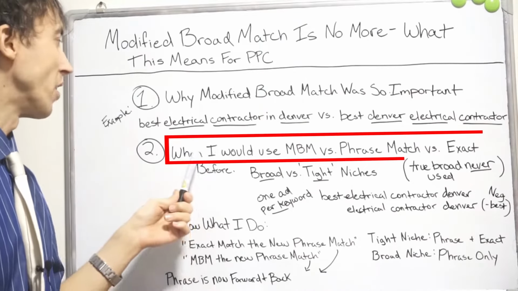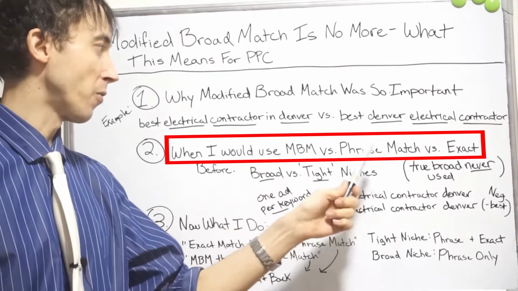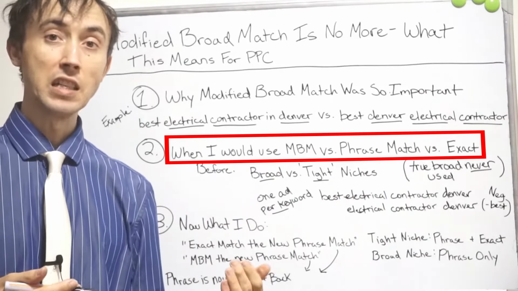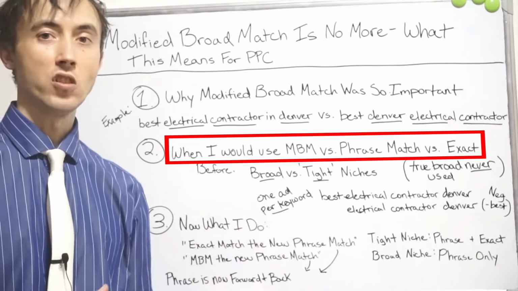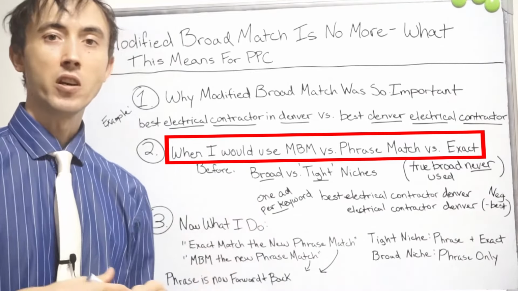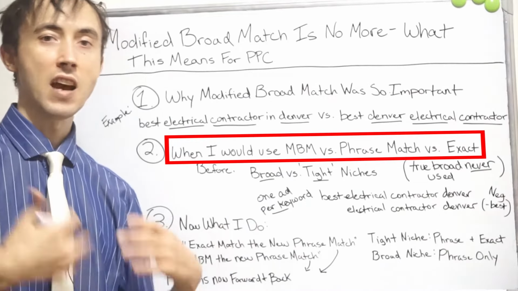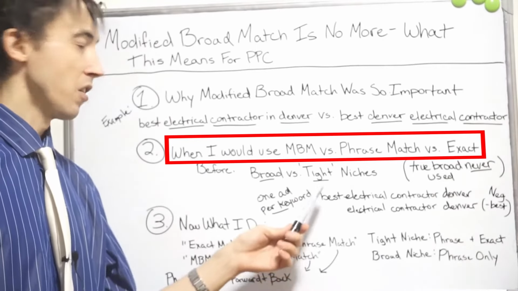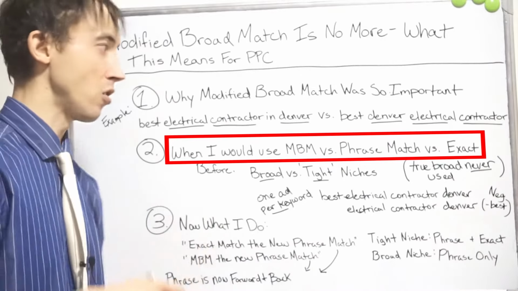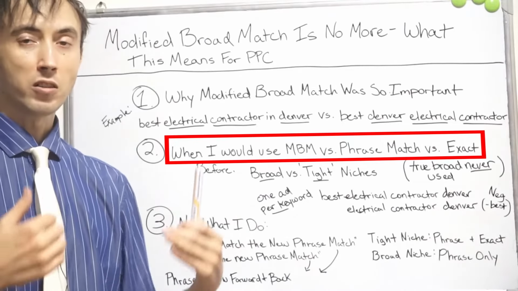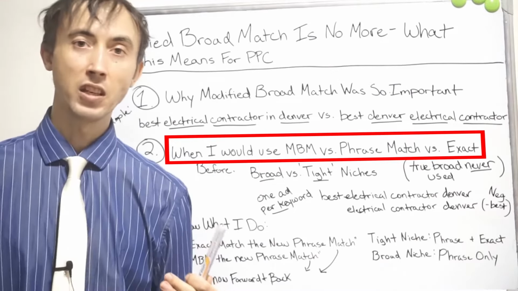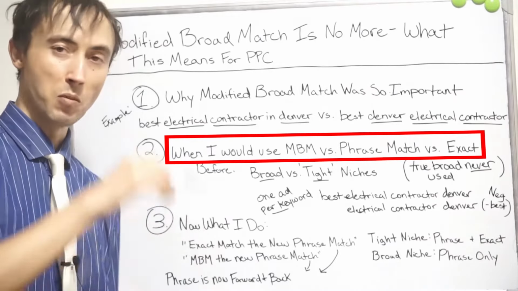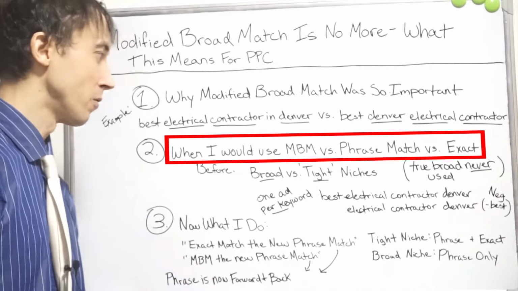So anyway, in general, moving on here, when would I use the modified broad match versus phrase match versus exact match before? It depended on the niche that you're in. Broad versus tight niches. If you're in a niche where it's difficult, you set up your ads, and you're not really getting enough volume, that would be a situation where you could just try it out for yourself, and using the modified broad match can help. So I always start conservative. I'll start out with phrase match. If I'm not getting the amount of clicks that I want and I want more sales and it's already super profitable, I'll take all my phrase match keywords and put them in modified broad match and see how that goes.